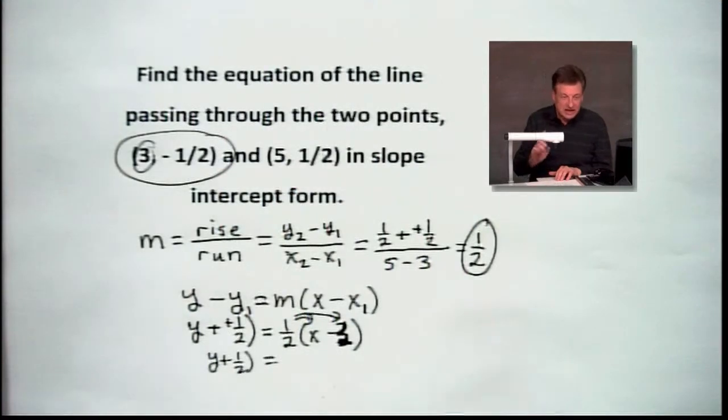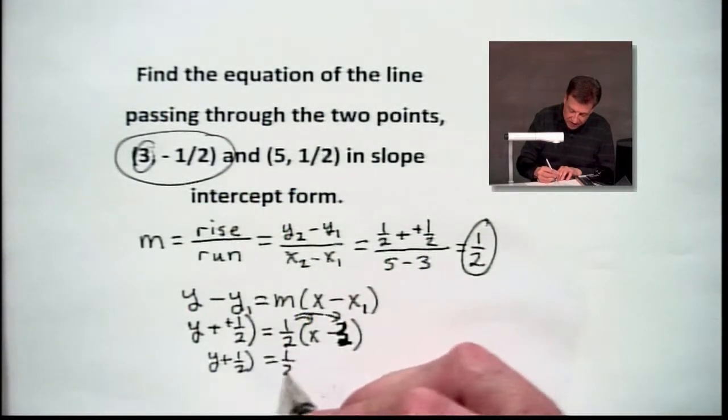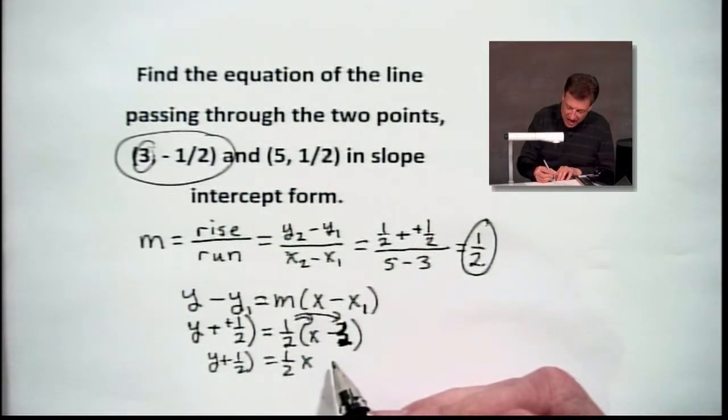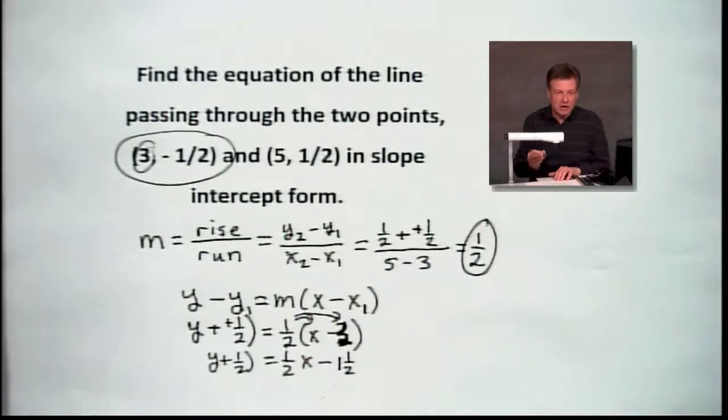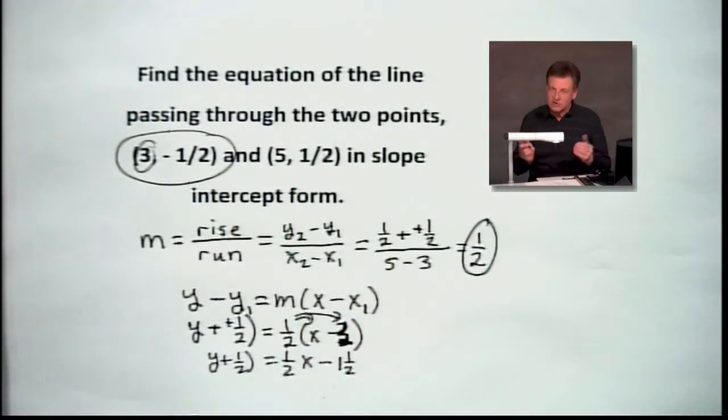It's going to be minus 3. Let's see what happens now. We got 1/2 x, and we've got minus 1/2 right there. How about minus 3 over 2? That's fine. I like it that way because we're going to be looking for an intercept here, all right? Now, let's kick this 1/2 over.